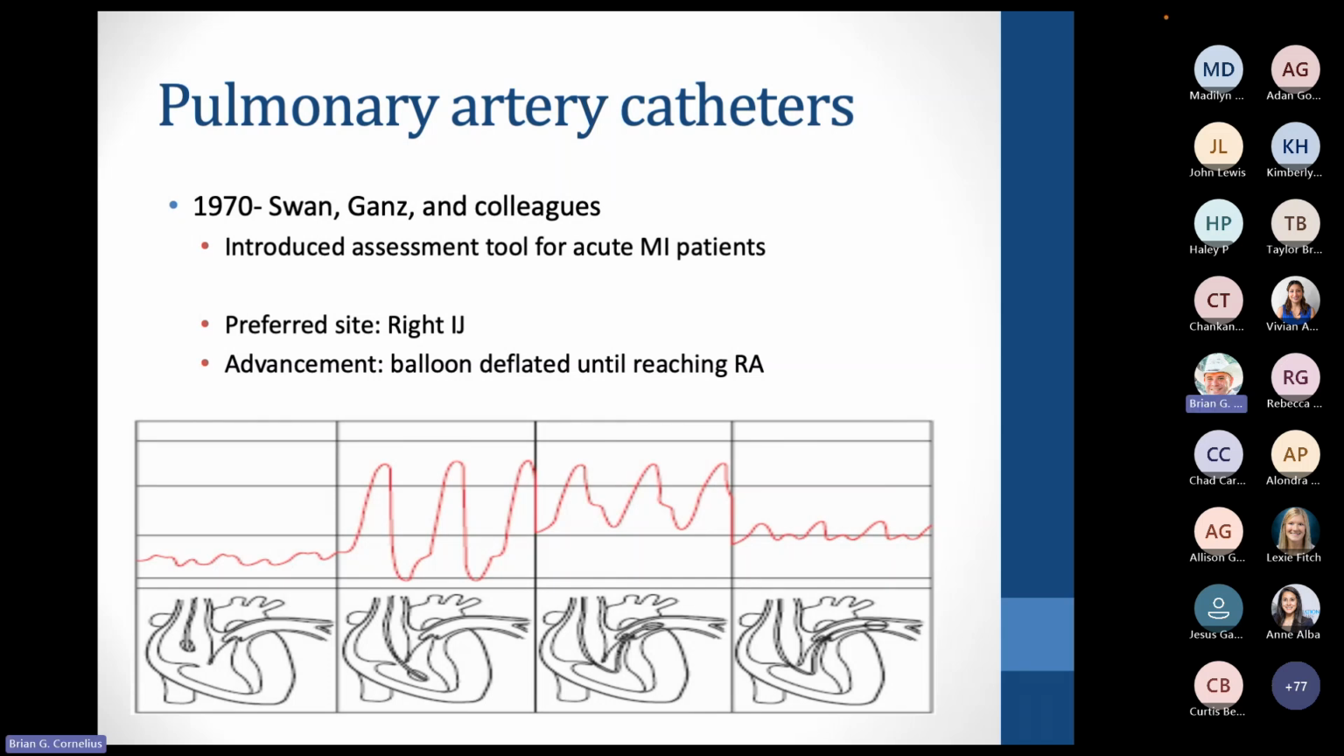Is there anybody that's never seen a pulmonary artery catheter used or put one in? All right, good. Like I said, we're using them less and less, so they're kind of hard to come by sometimes if you're not in a CVICU.